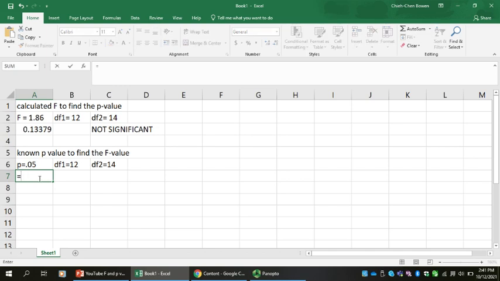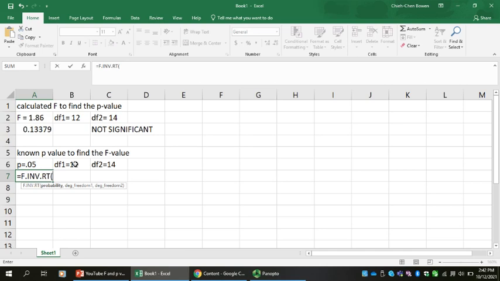Okay, equal sign. So in Excel, you need to do the F operation, because it's opposite from the way we did before. In the first example, the calculated F is known, and we need to find the p-value. Right now we have a known p-value to find the F value. So we have to do the inverse, INV, and still we have the right tail.